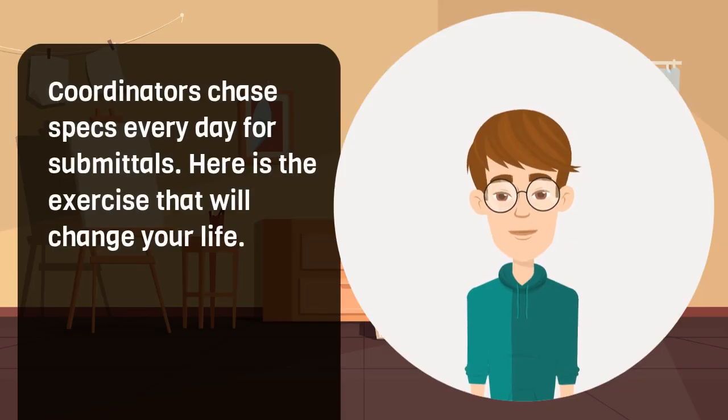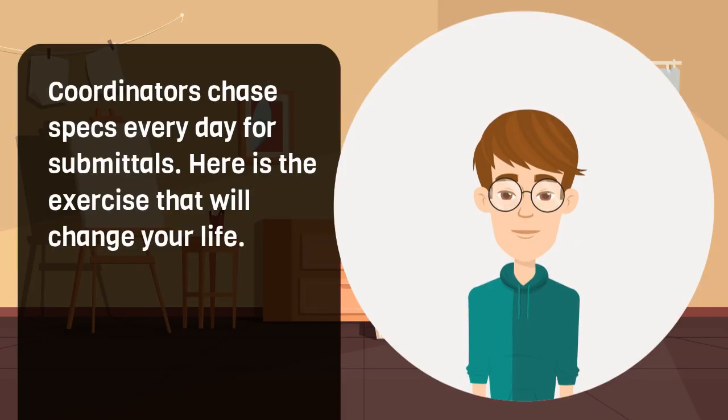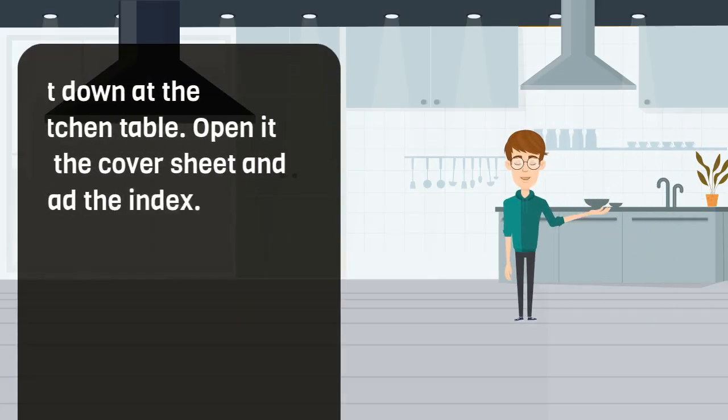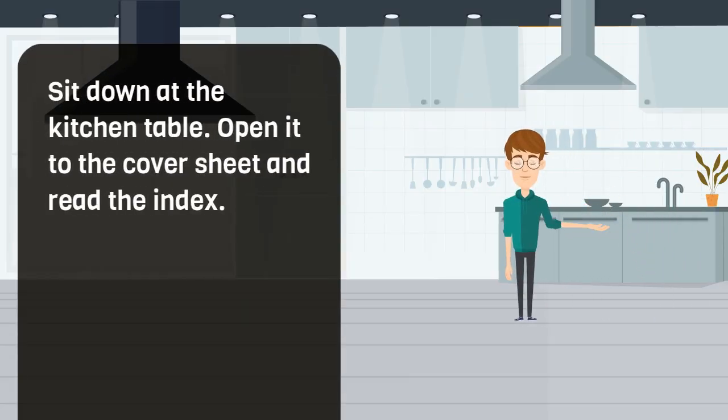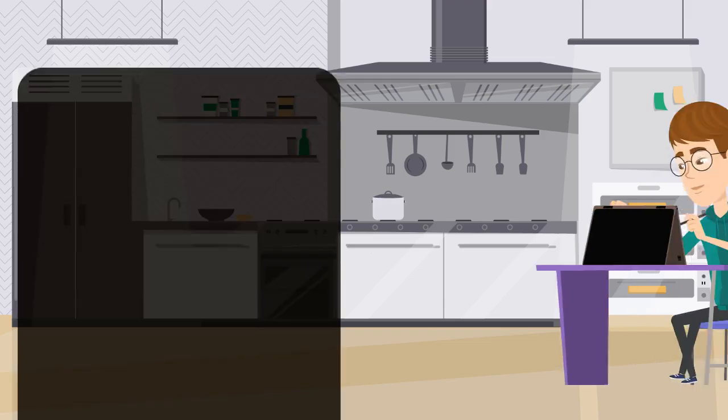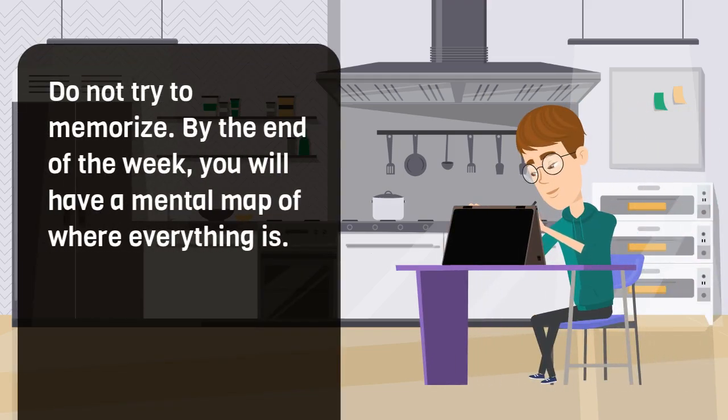Here is the exercise that will change your life. This week, ask your superintendent if you can borrow a half-size set overnight. Take it home. Sit down at the kitchen table. Open it to the cover sheet and read the index. Then go through every single sheet in order for at least 60 seconds each. Just look. Do not try to memorize. By the end of the week, you will have a mental map of where everything is.